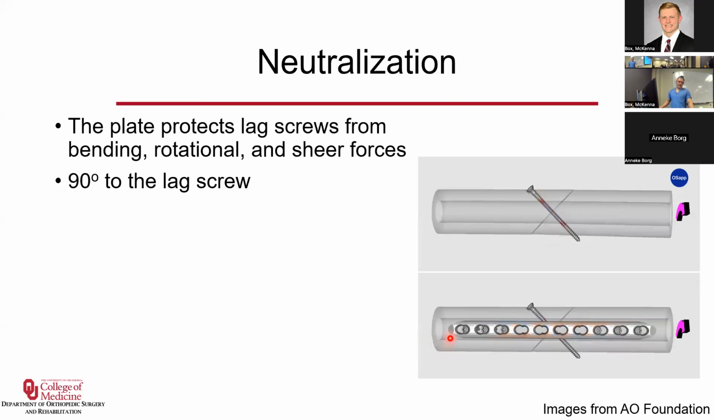So that's why you put on a plate, and a plate is able to distribute the stress away from the lag screw. Then you're able to get primary bone healing in this area while protecting your screw from failing. And this plate is usually, most of the time, placed 90 degrees to the lag screw.